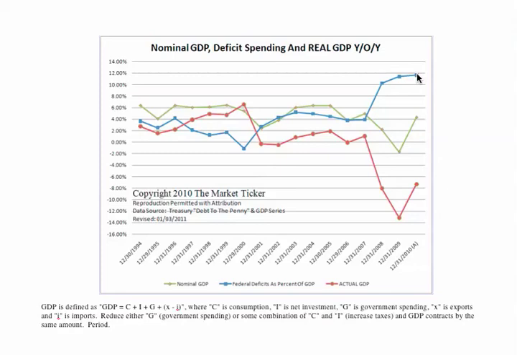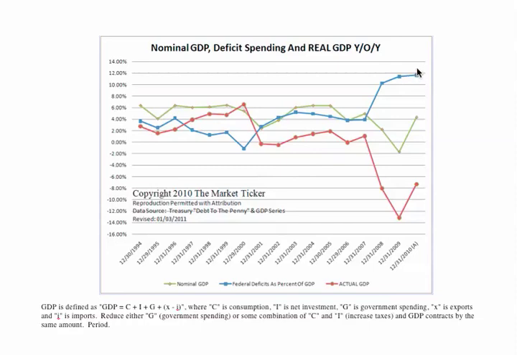Now, when we get into fiscal policy and monetary policy, we'll be a little bit more explicit, but for right now, all I want you to remember is that this blue line is simply measuring our federal deficit. Our federal deficit in relation to our GDP is pretty close to 12%.